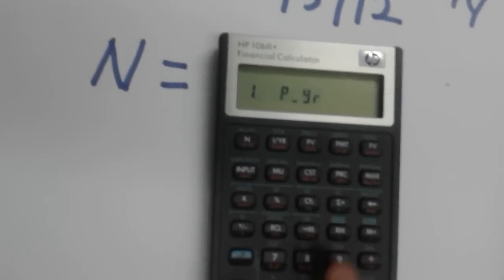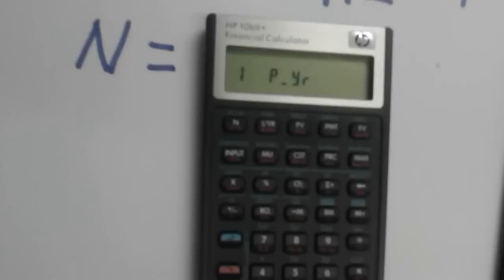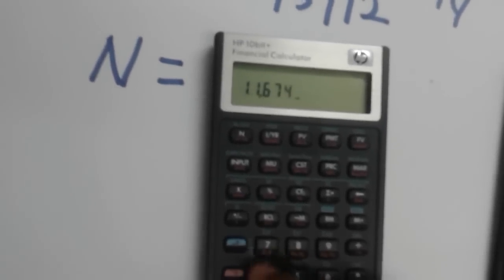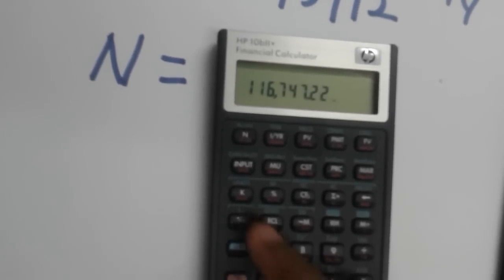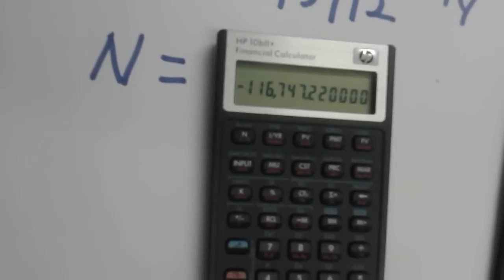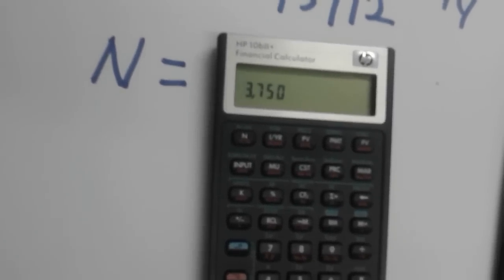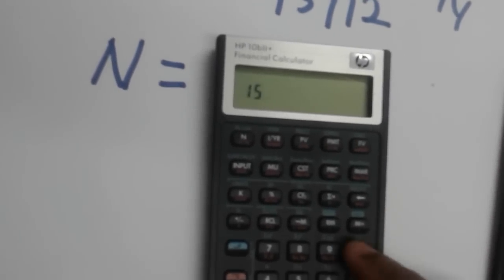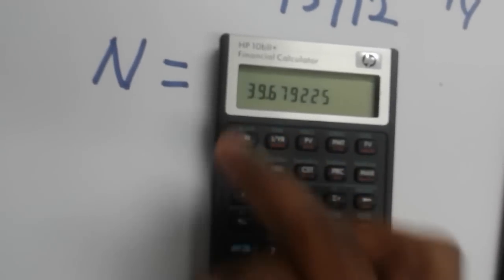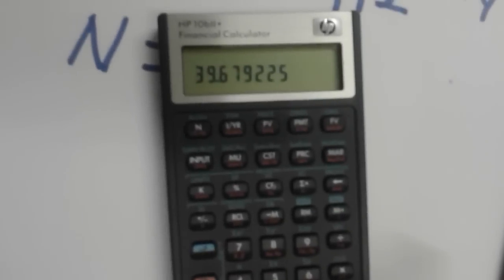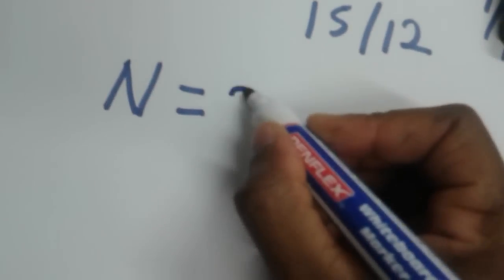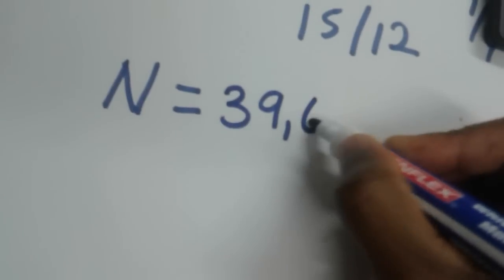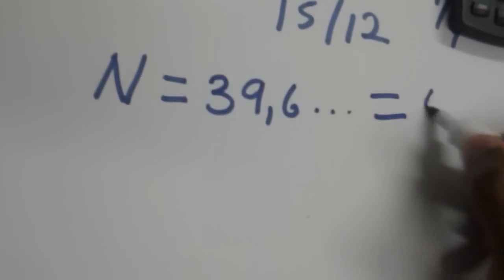My apology. Let me start again. 116,747.22 plus minus PV, 3750, that's your PMT. 15 divided by 12, that's your I. Then compute N. My apology. So your N is 39 point, there you go, 39.67 or 68. So 39.6 what, which gives you 40.